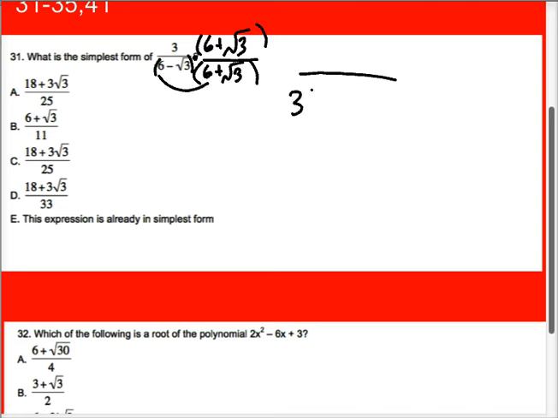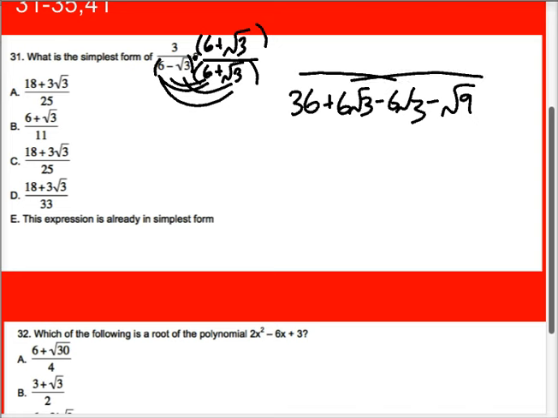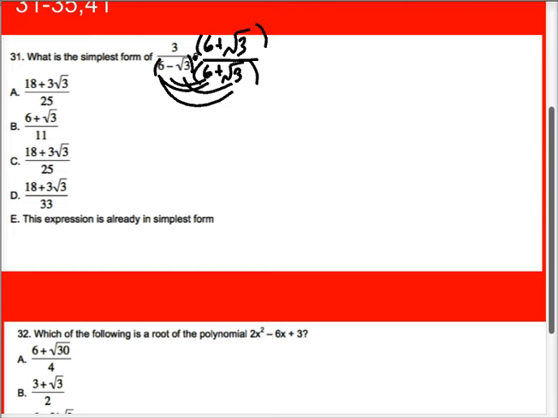So here, 36 plus 6 square roots of 3 minus 6 square roots of 3 minus square root of 9. So we're going to use the FOIL method on this. Well, notice the inside cancels right away. 6 square roots of 3 minus 6 square roots of 3. And now the cool thing is, you know that the square root of 9 is just the number 3. So that bottom just turns into 36 minus 3, which is going to be 33.